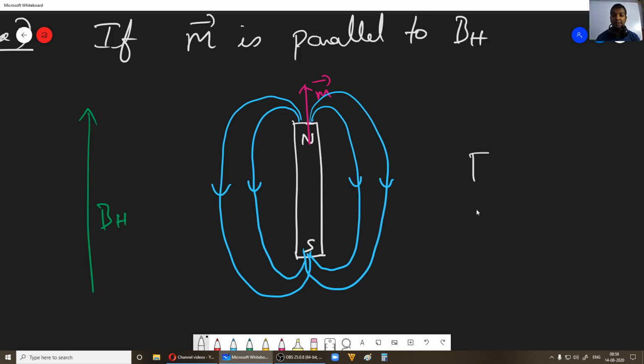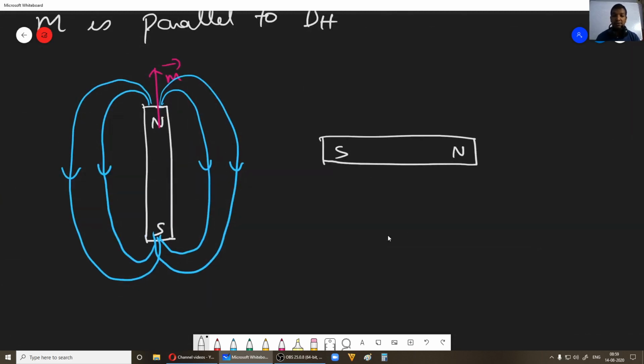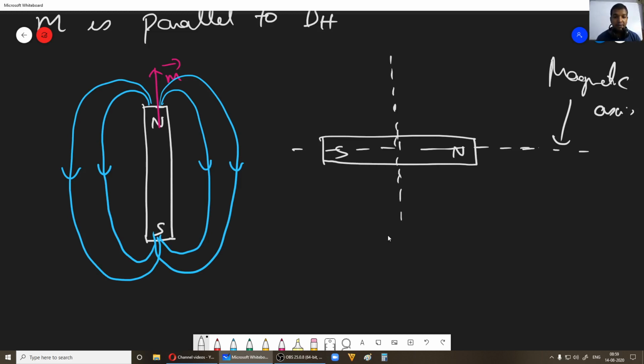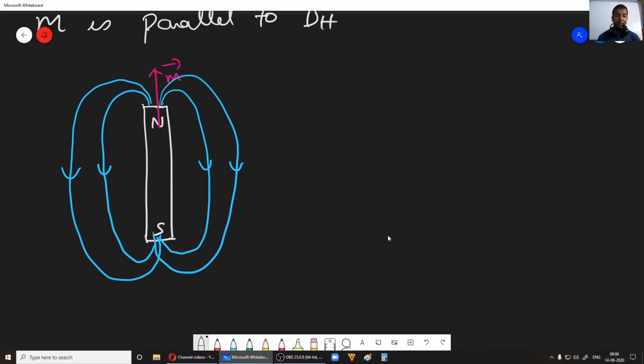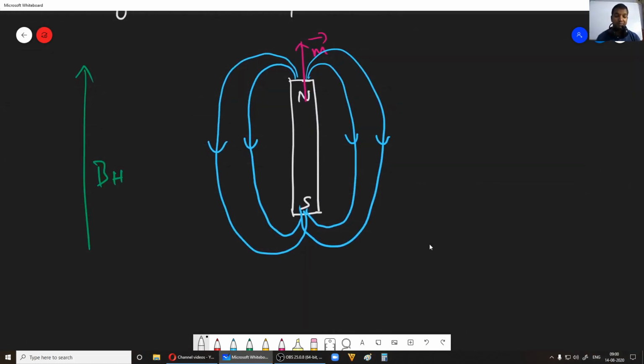Coming to the bar magnet, remember these terminologies: north and south poles, and the line joining them we will call the magnetic axis. A line drawn perpendicular to it, in between the north and south pole, we will call the magnetic equator. Pause the video and write it down in your notes if you want. So here the neutral point lies somewhere on the magnetic equator.